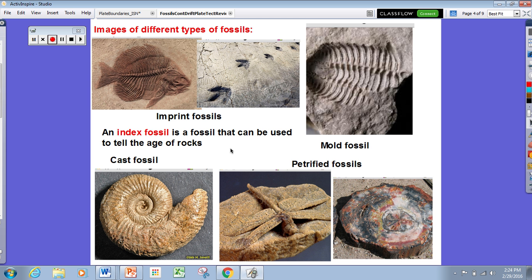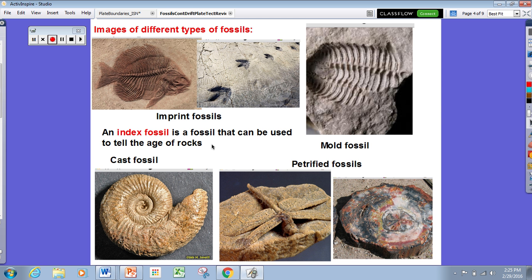It's called an index fossil. This is a fossil that can actually be used to tell the age of the rocks it is in, because for index fossils, there has to be three things for something to be an index fossil. It has to have occurred over a widespread area. It had to have existed for a very short period of time. Not that each individual organism lived for a short period of time, but that type of organism only existed for a short period of time in the geologic time scale.